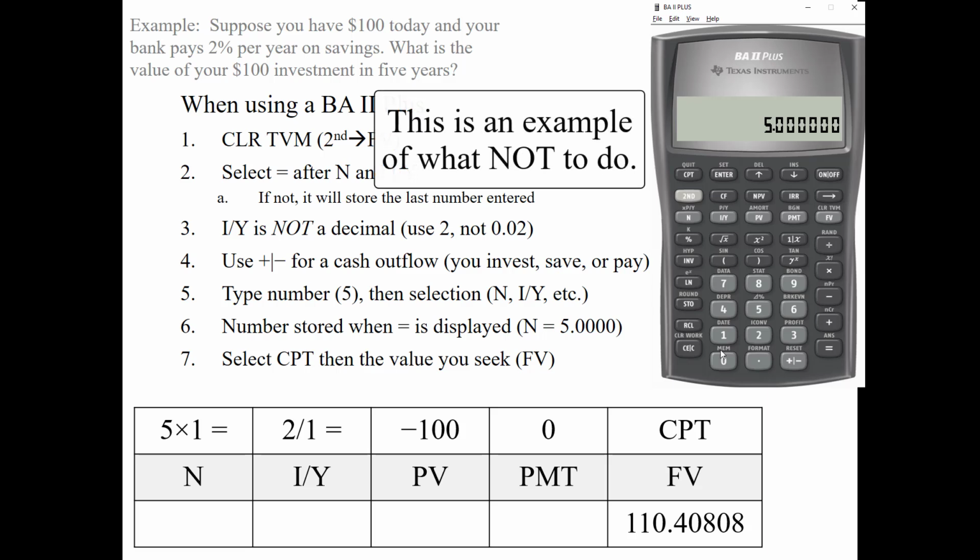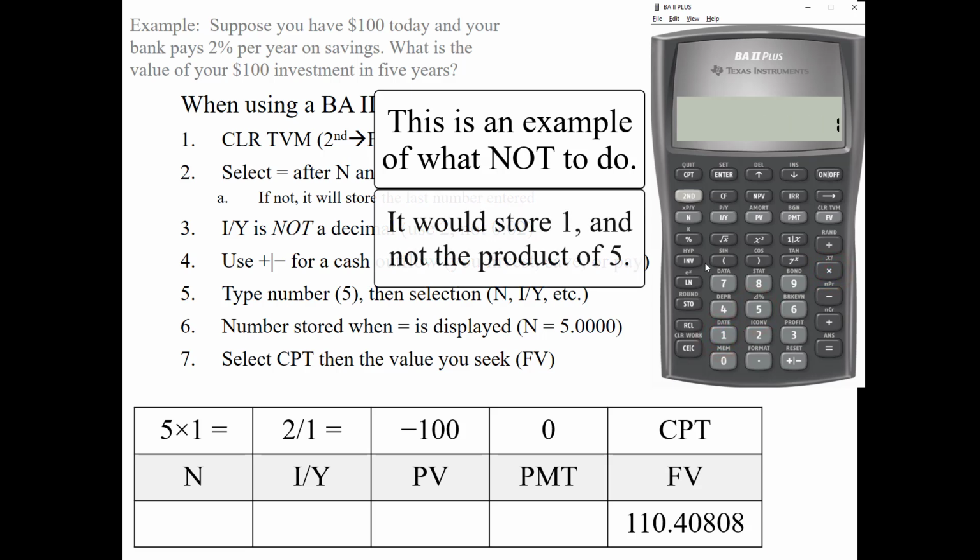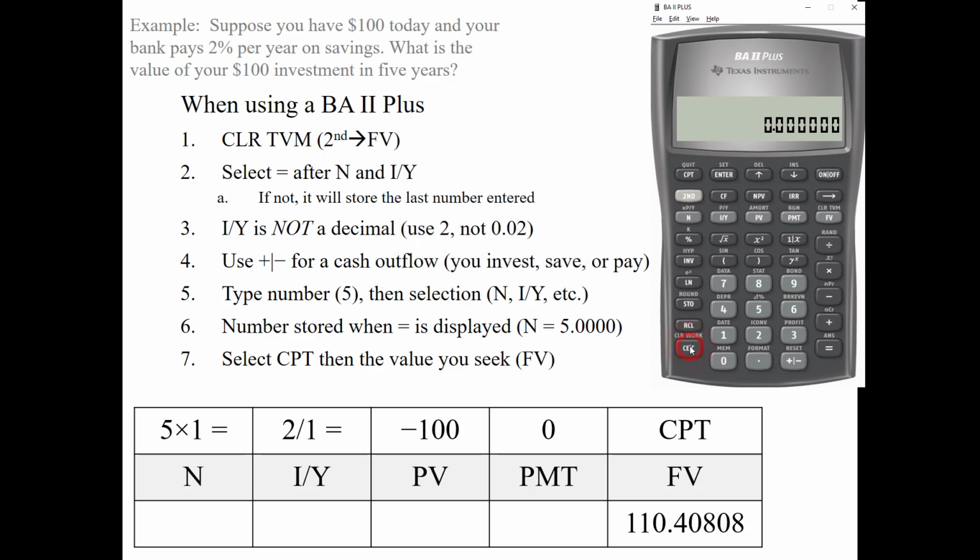And so, for example, if I go back and show you what would happen, again, this is not the way to do it, but if we were to type in 5 times 1 and I did not hit equals and I only hit N, it would save the 1 as N. And so if you're having trouble with it, make sure that you always hit 5 times 1 equals, and you'll see the number in the calculator is 5.0, and then hit our N. And you'll notice that it's stored because it says N equals.